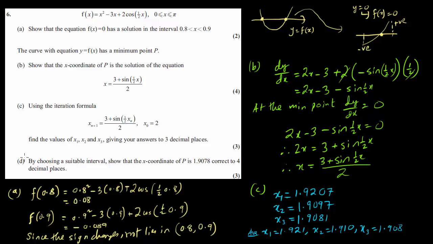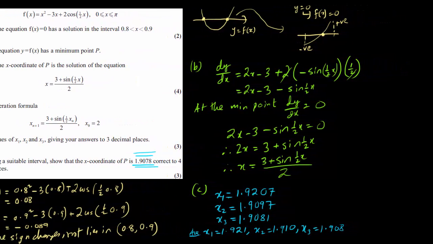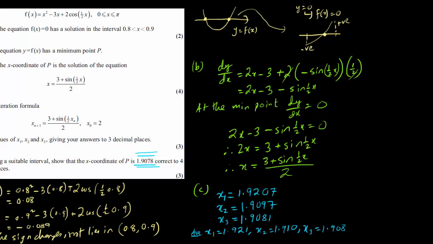Now question number D is, we have to show that the answer that we got, 1.9078, suppose this is the actual answer to 4 decimal places, is actually accurate. How do you do that? Well, the same thing that we did in part A. We show that the sign changes. That will show that it cuts the x-axis. But how do you know what the interval is? So there is a trick to finding the interval for this sum.